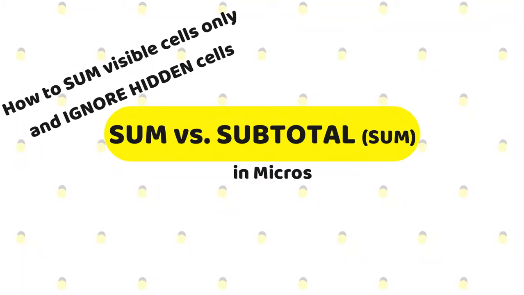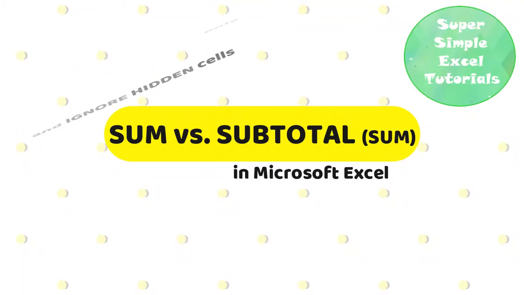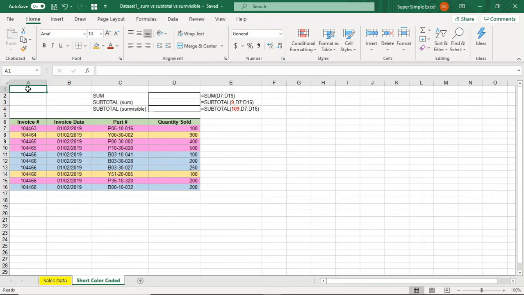In this video, I'm going to show you how to sum a range of visible cells while ignoring hidden cells. I have a data set here that shows different parts that a business has sold. You can see that each invoice shown is color-coded by the type of part that was sold: purple for parts beginning with the letter P, beige for parts beginning with Y, and blue for parts beginning with B.